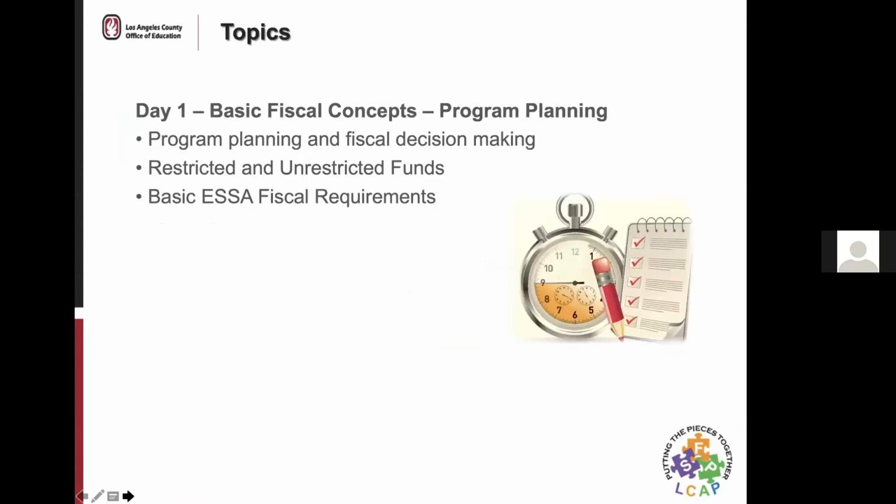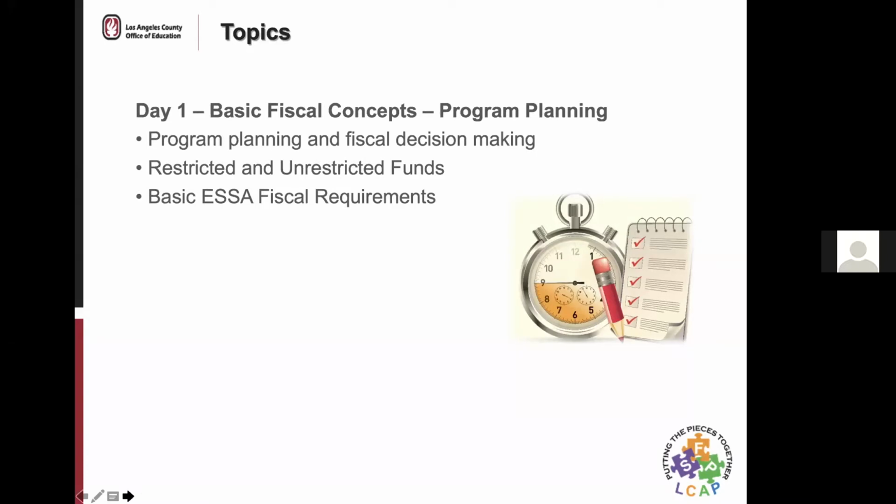All right. Usually we do a full day workshop, but we've broken this one into 3 parts. Today, we're going to focus on the intersection of program and fiscal work. We're going to look at how to leverage resources, and to do that, you need to know program and fiscal requirements to more effectively use your funds. We'll look at a basic overview of some of the federal programs and review formula and discretionary grants.